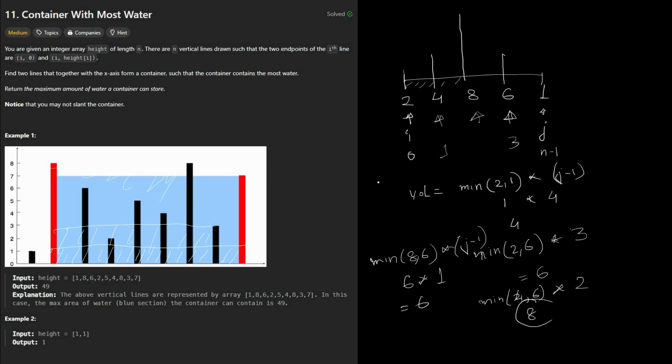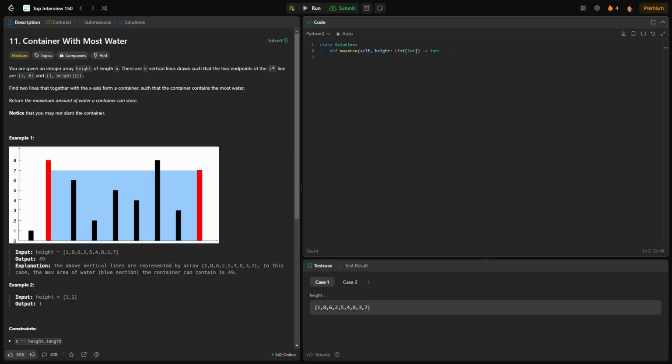Now let us jump to the Python solution. Let us initialize a variable called max volume, which is going to store the global maximum volume, initially 0. Then we can have our two pointers i and j, which are 0 and the length of the array minus 1. Now we are going to loop while i is less than j.